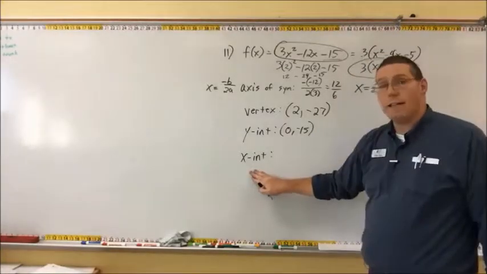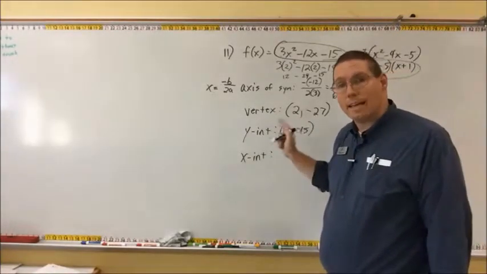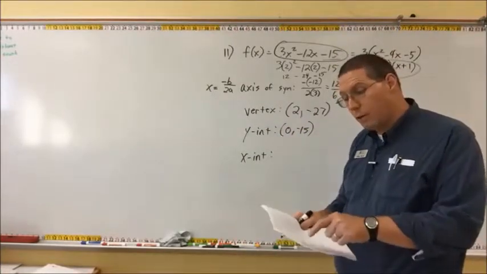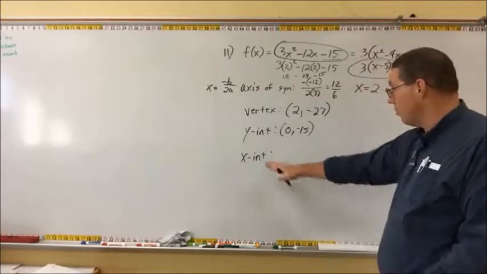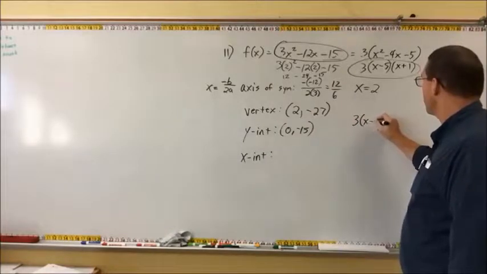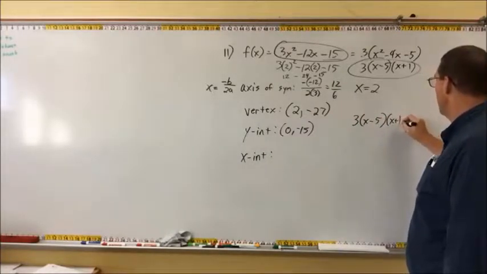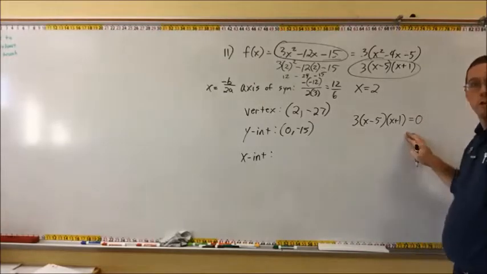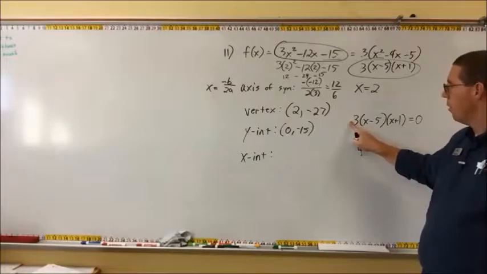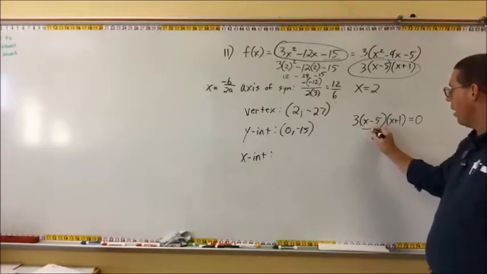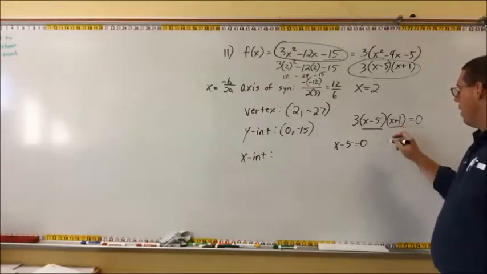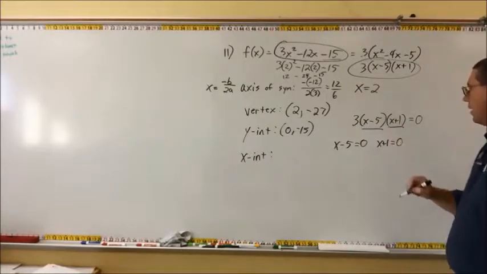In order to find the x-intercepts, I set that equal to 0, just like I am solving a polynomial equation, just like I solved in questions 7, 8, 9, and 10. That's what I'm doing for the x-intercepts. So I'm going to set 3 times (x minus 5) times (x plus 1) equal to 0. And now, I don't need the 3. 3 can never equal 0. So I'm not going to set that equal to 0. But my other two factors, x minus 5, I have to set that equal to 0, and then x plus 1, I have to set that equal to 0.